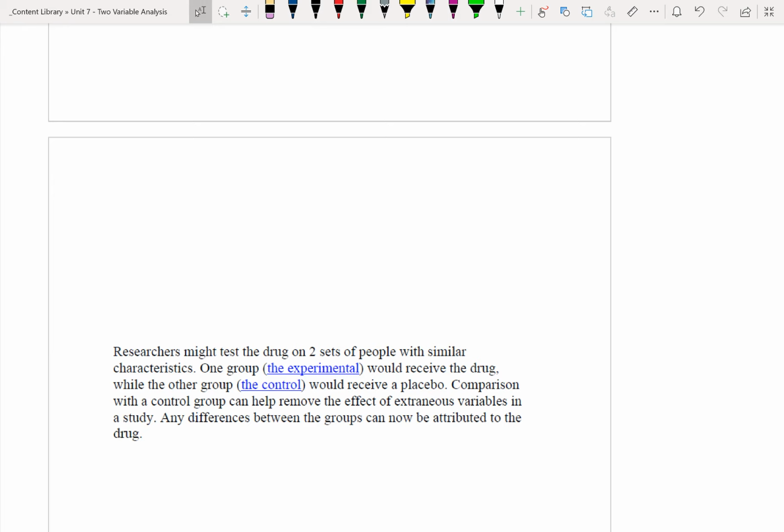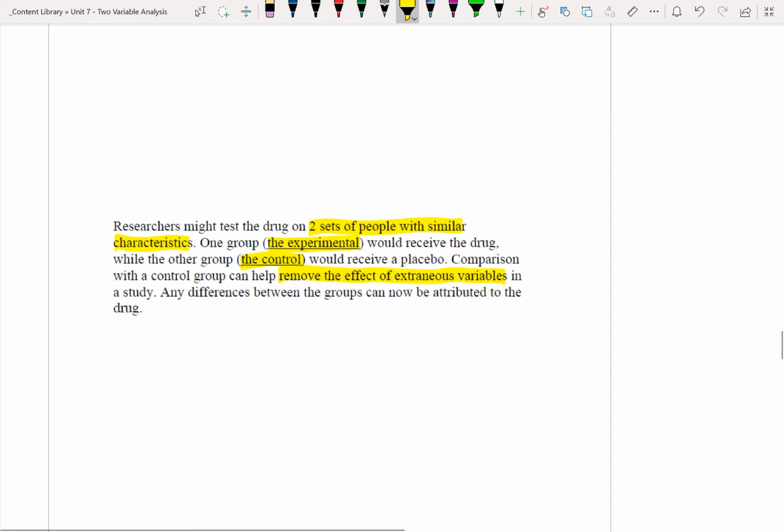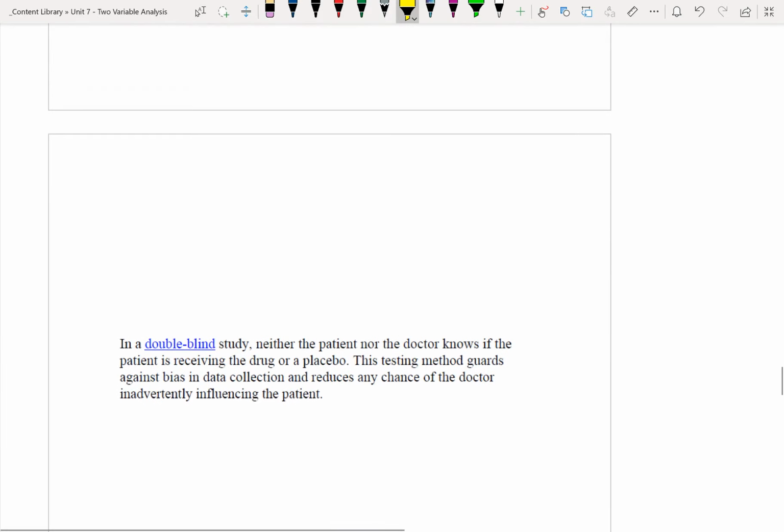So the key thing here is you're removing the effect of these outside variables by using two sets of people with similar characteristics, having an experimental group and a control group. Another thing that researchers may do is what is called a double-blind study. It still takes the same idea of having two sets of people with similar characteristics, so you're trying to remove those extraneous variables such as the sex, the other medications, the age, and whatnot.